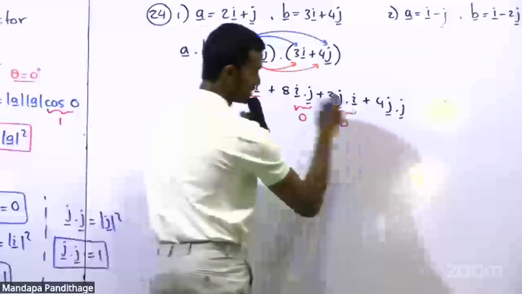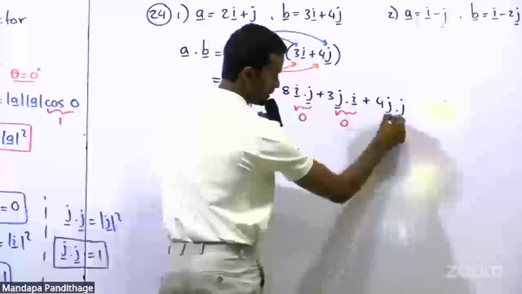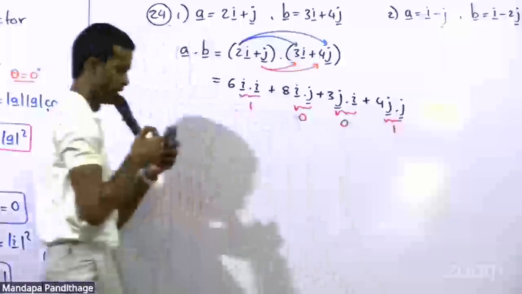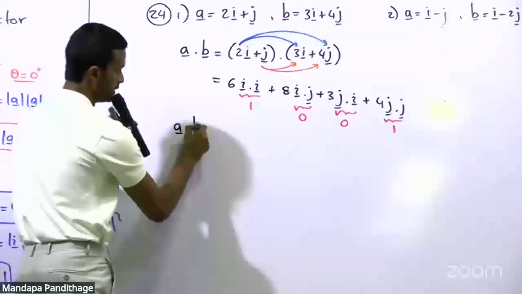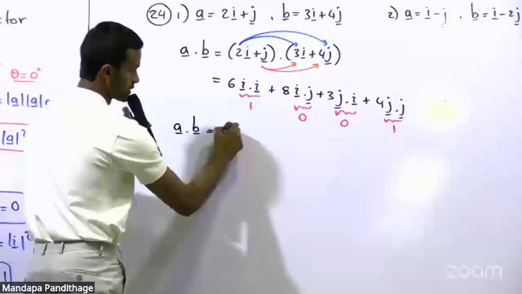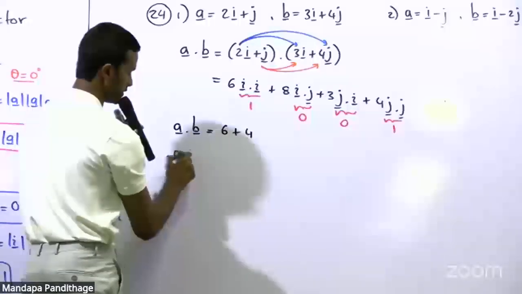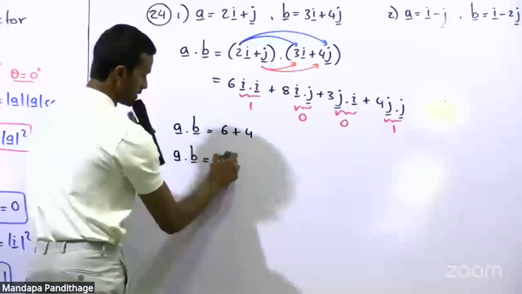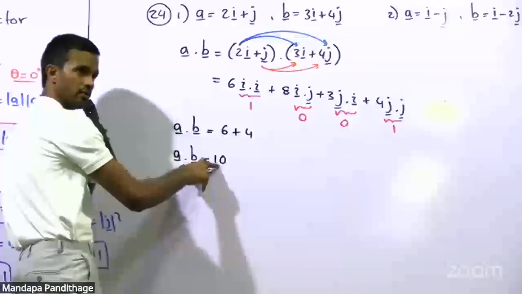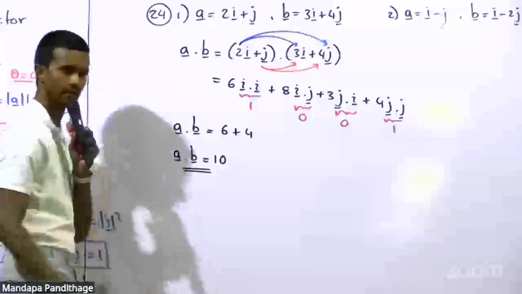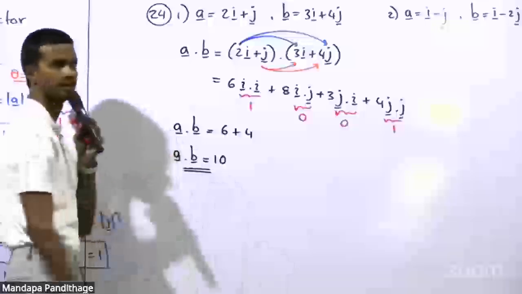This is even 0 and J dot J is equal to 1. So then I get the result A dot B is equal to 6 plus 4, it's equal to 10. So that's why I told you the result of a vector dot product is a scalar. It's a magnitude. We just get the answer 10. Not a vector, no direction, just 10.